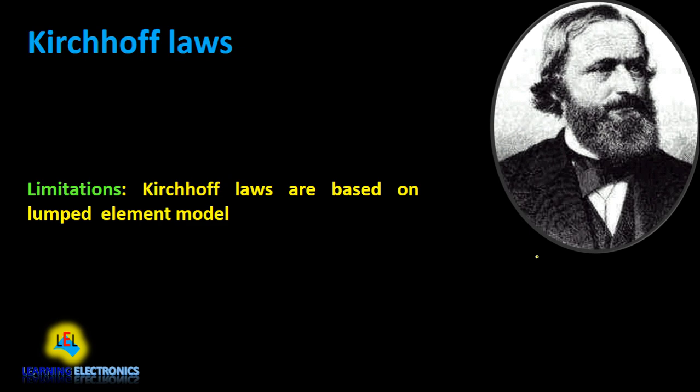Now there is some limitation of these laws, that these laws are based on lumped element model. What is the meaning of lumped element model? That means they are applicable to lumped type of networks. Lumped type of networks are the networks in which the network elements are physically separable. So they are only applicable to such type of networks, but they are not applicable to the distributed type of networks where the network elements are not physically separable. So the example of distributed type of network is transmission line where Kirchhoff laws are not applicable.